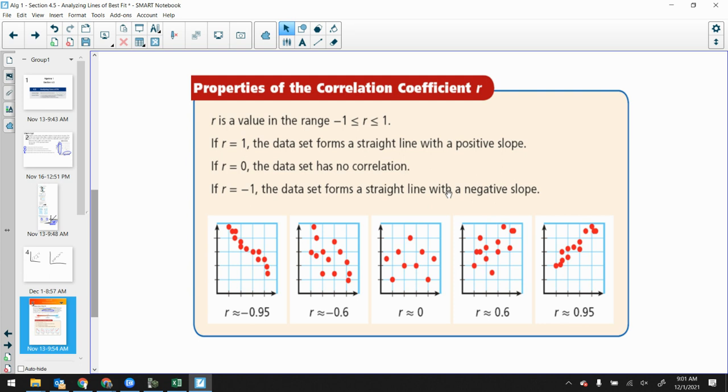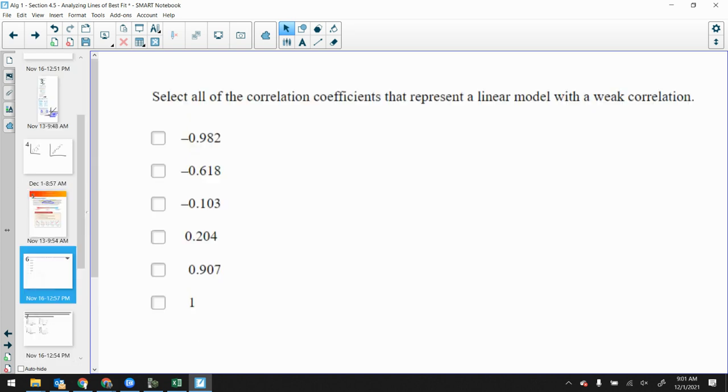So I'm going to deviate a little bit away from your guided notes here to show you some actual released test questions. So, for example, I remember when this one happened. Select all of the correlation coefficients that represent the linear model with a weak correlation. There are some easy answers, and then there's one kind of tricky answer.